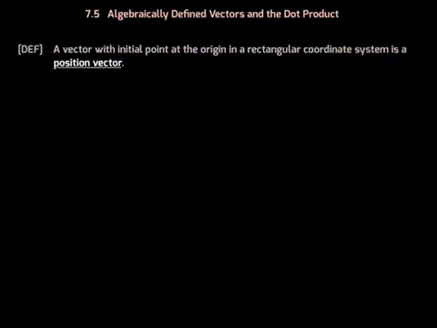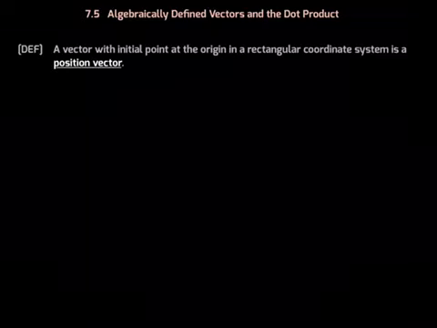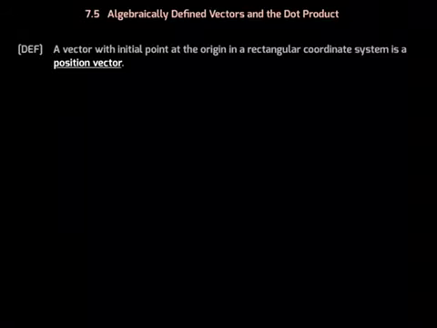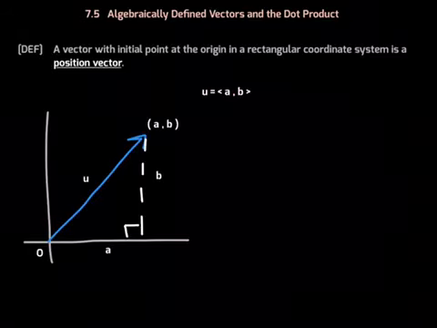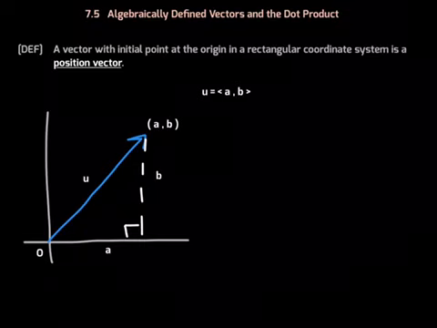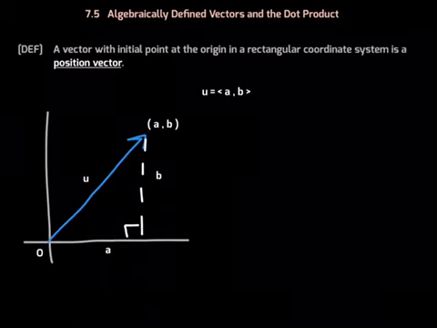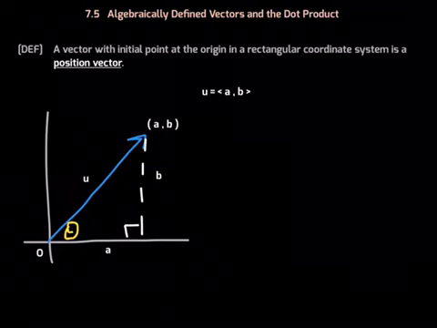Let's start with a definition. A vector with initial point at the origin in our rectangular coordinate system is a position vector. Here's a picture for you to consider. We have vector u in the rectangular coordinate system. I'd like to highlight that the initial point is at the origin in our plane, which makes it a position vector. And also, what I want to add to the picture here is angle theta that is formed by the positive x-axis and the vector.